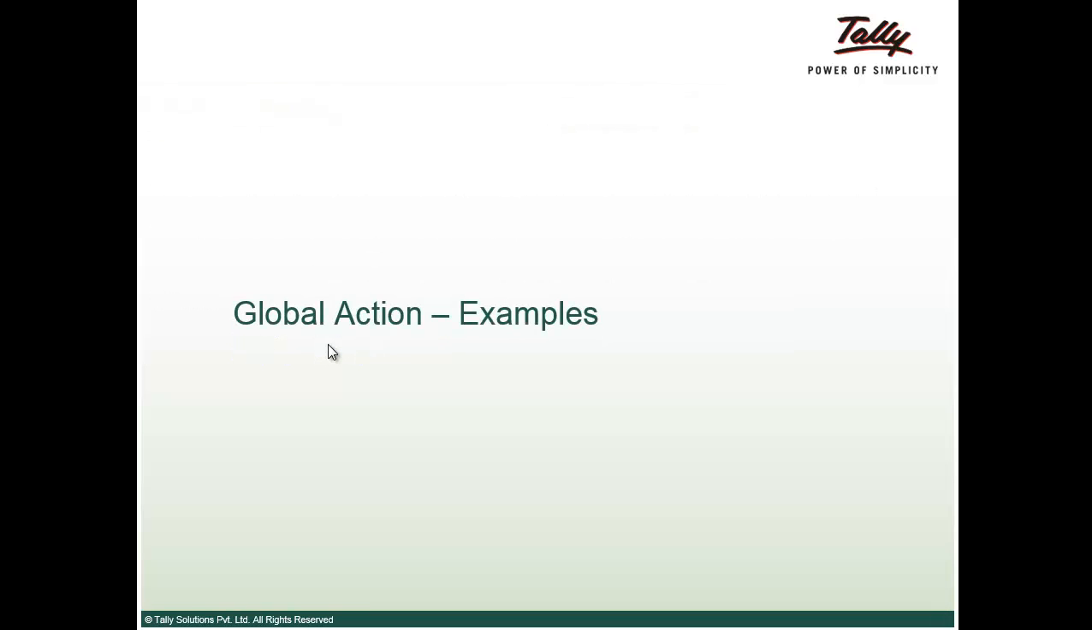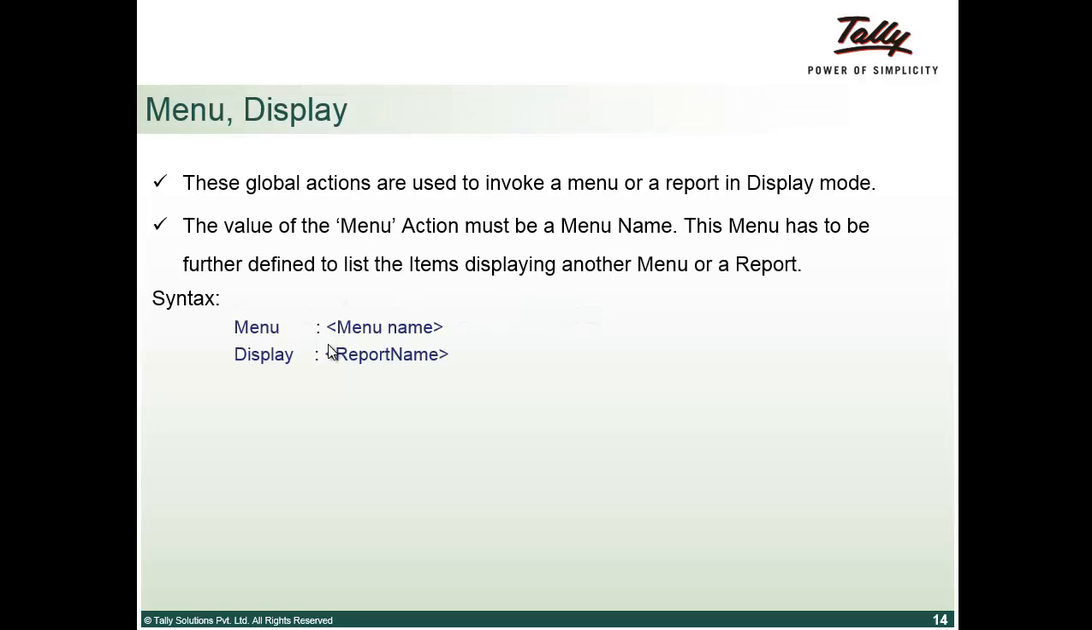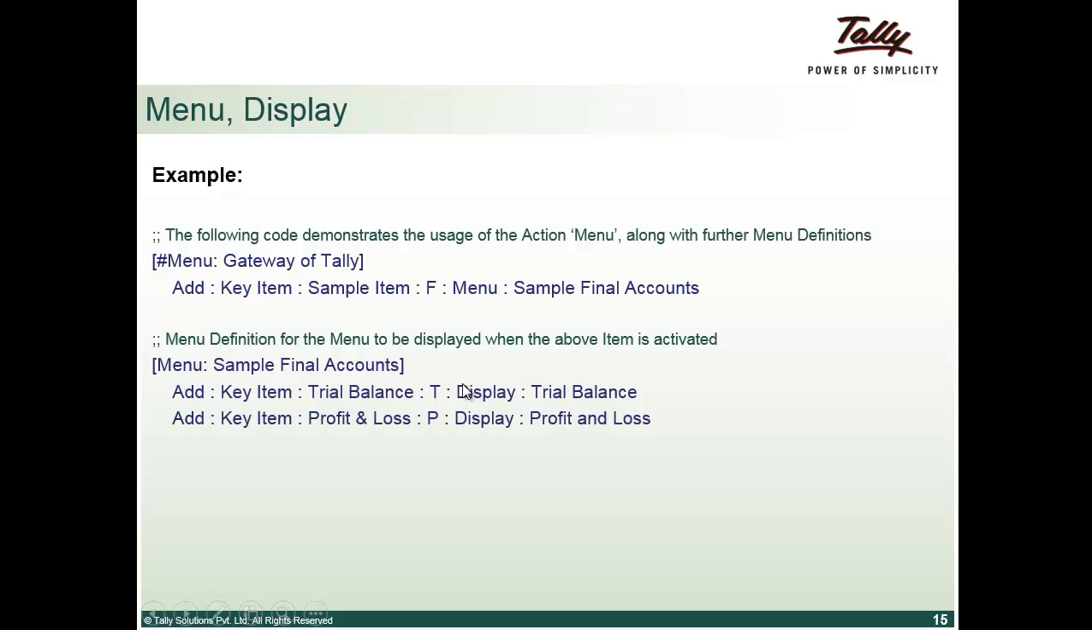So first we will go through the global actions. Global actions are those which are not specific to a user interface. We have the global actions menu and display. These are the actions which invoke a menu or a report in display mode. That is, the action menu will invoke a menu, whereas the action display will display a report which is provided as a parameter. The syntax you write is menu : you give the name of the menu. In the same way, display, you give the name of the report.